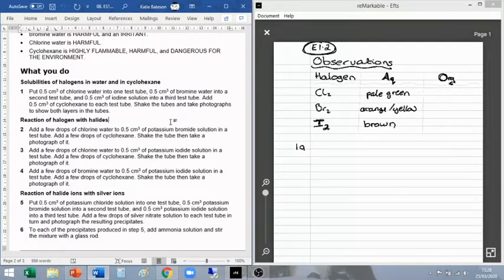Okay, so in the organic layer, what we should have seen for the cyclohexane with the chlorine, again, is that sort of pale green. Bromine, I like the alliteration, bromine goes brown in the organic layer, and iodine, which is my favourite halogen, because it goes violet, which is just a la-di-da way of saying purple. The examiners do prefer you to say violet instead of purple.